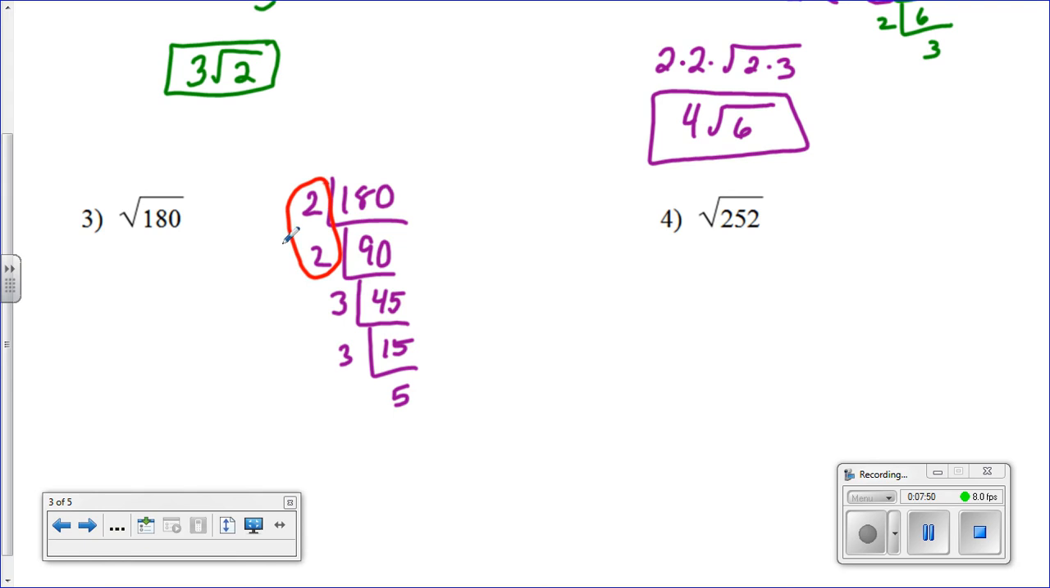So these two are going to buddy up, but again, only one will be able to go free. These two are going to buddy up, but only one will be able to go free. And this poor 5 down here doesn't have a partner. So 5's going to stay in jail, and the 2 and the 3 are going to stay out. They've been freed. So your final answer is 6 radical 5.